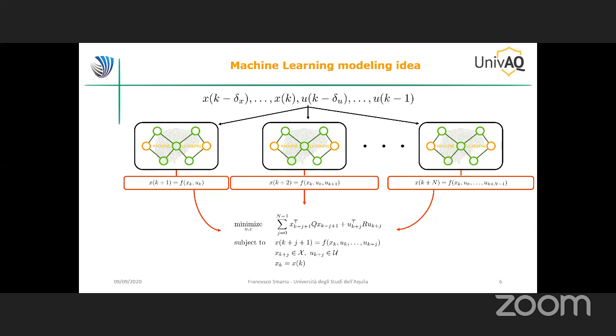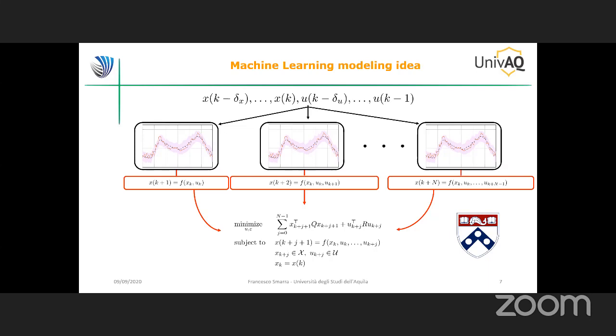In particular, the idea is to start from historical data set collected from the system, from the sensor measurements available in the systems, measurements of the state, measurements of the control inputs applied to the systems, of the disturbance, and create several predictors using machine learning algorithms with the goal of predicting the behavior of the system over a finite horizon, and use these models to set up an MPC problem that can be efficiently solved. For example, using standard quadratic programming.